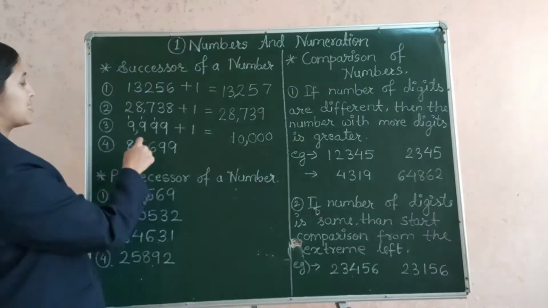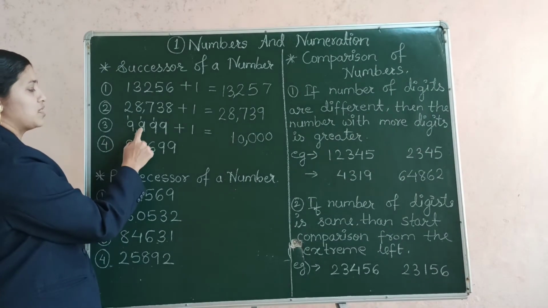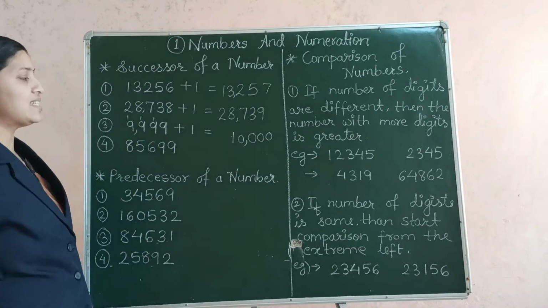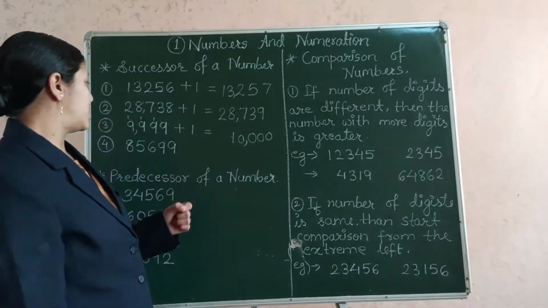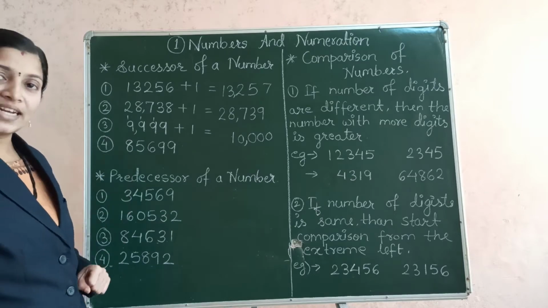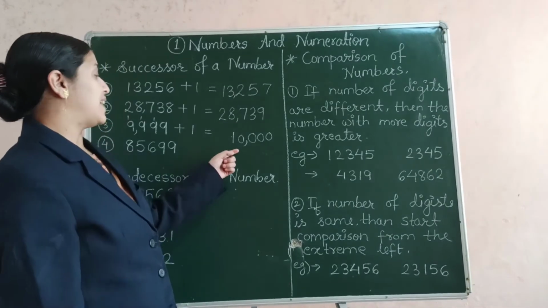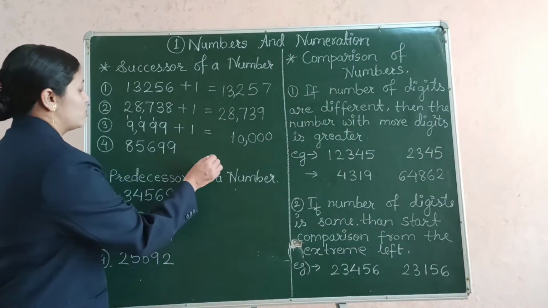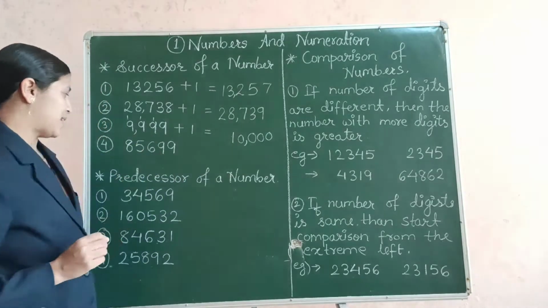So the successor of the number 9,999 is 10,000. When we add 1 to 9,999, we get 10,000.